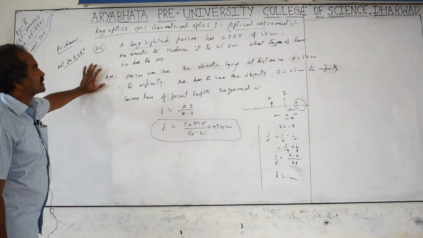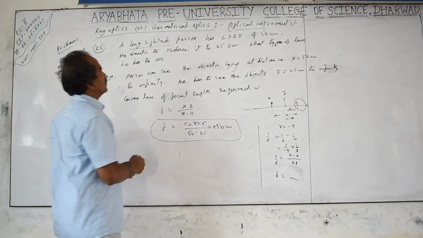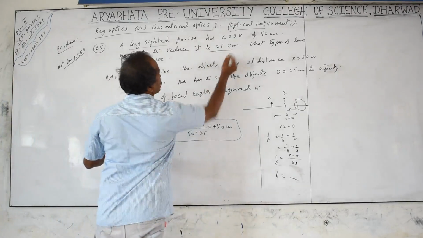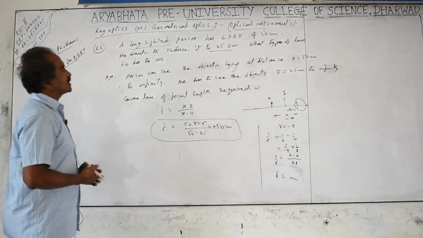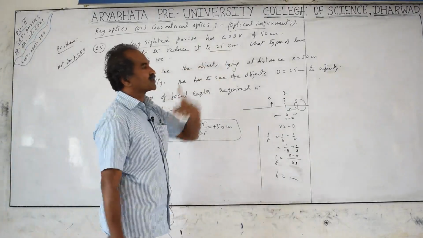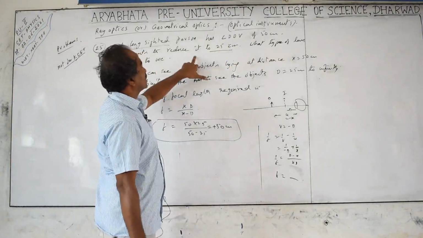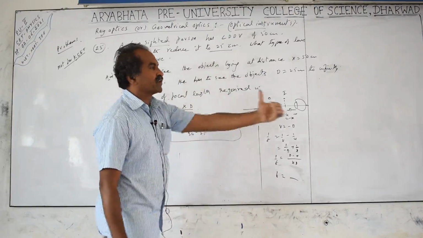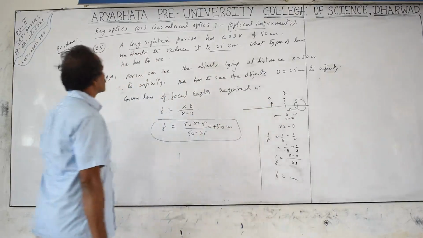A long sighted person has a least distance of distinct vision, meaning near point, of 50 centimeters. He is supposed to have a near point of 25 centimeters, but he has 50 centimeters. Long sight means he can see only from 50 centimeters up to infinity. But he also has to see from 25 to 50 centimeters, which he is not able to. So what type of lens does he have to use?